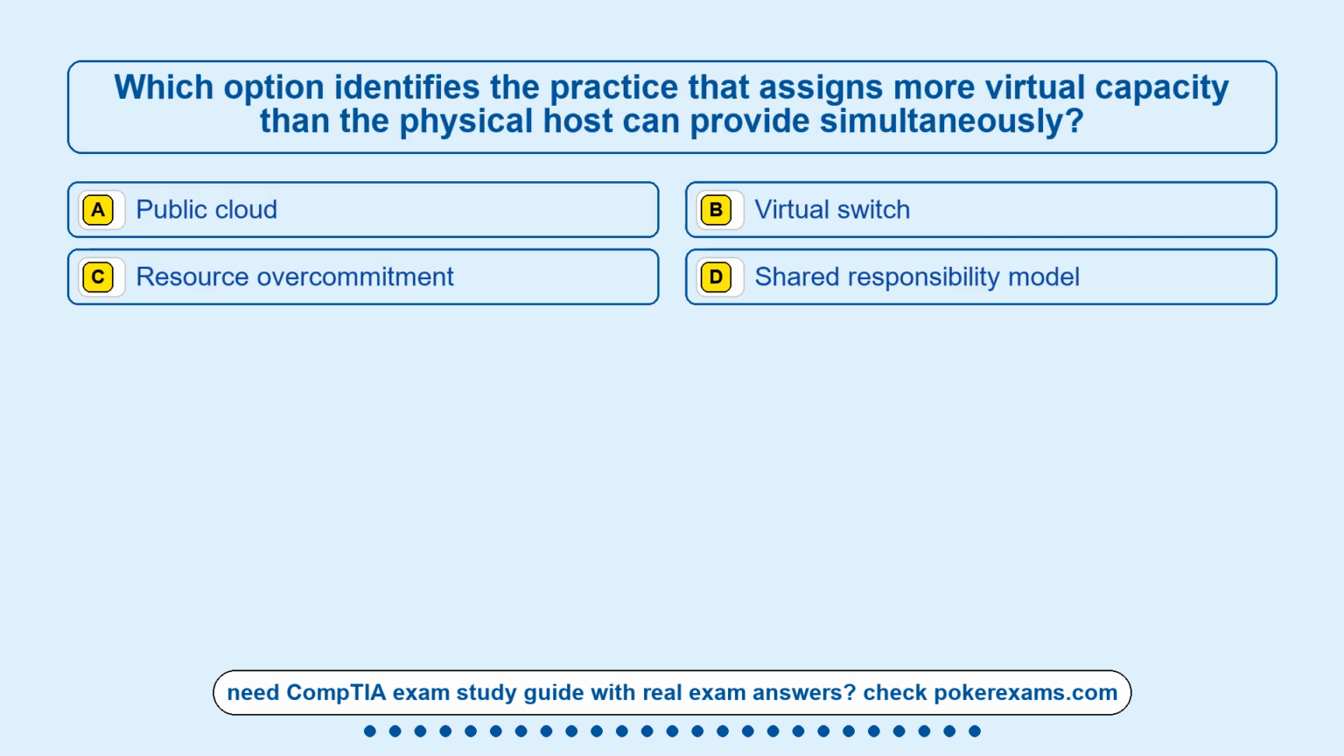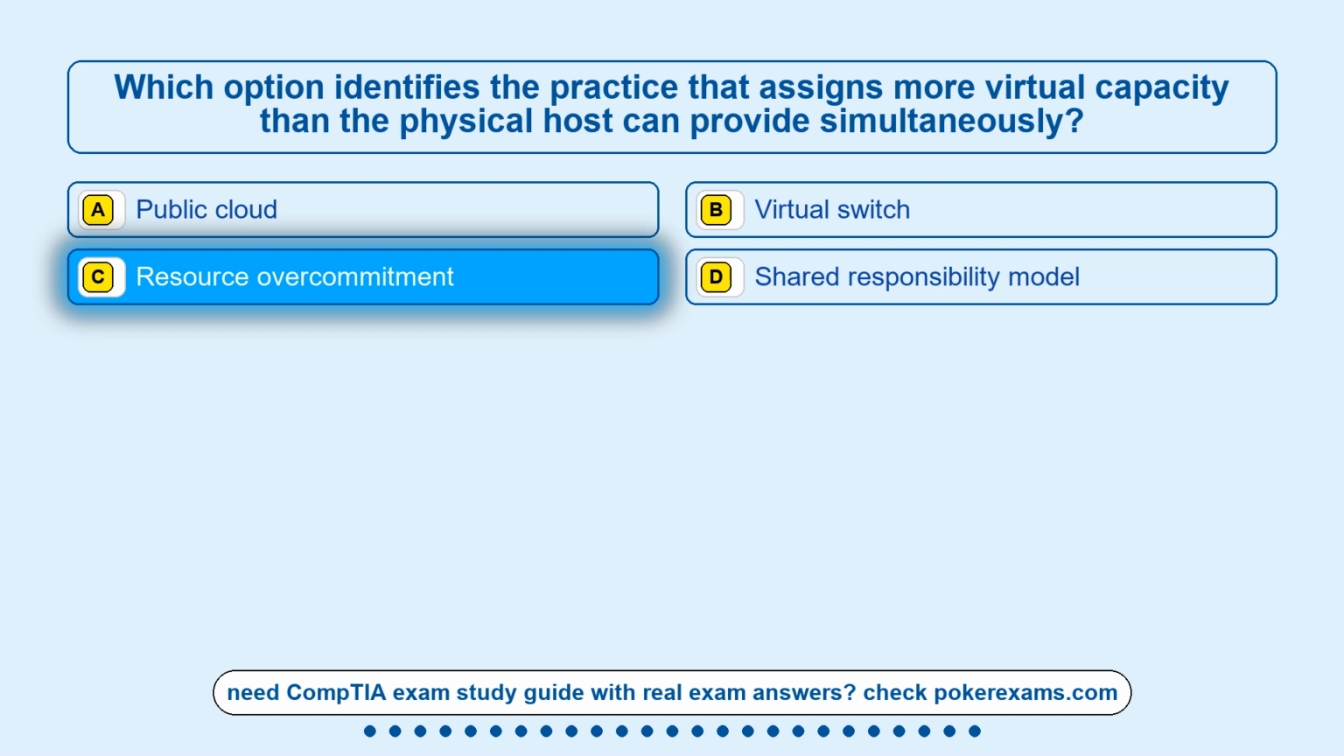Question 10. Which option identifies the practice that assigns more virtual capacity than the physical host can provide simultaneously? Option A. Public cloud. Option B. A virtual switch. Option C. Resource overcommitment. Option D. Shared responsibility model. The correct answer is option C.